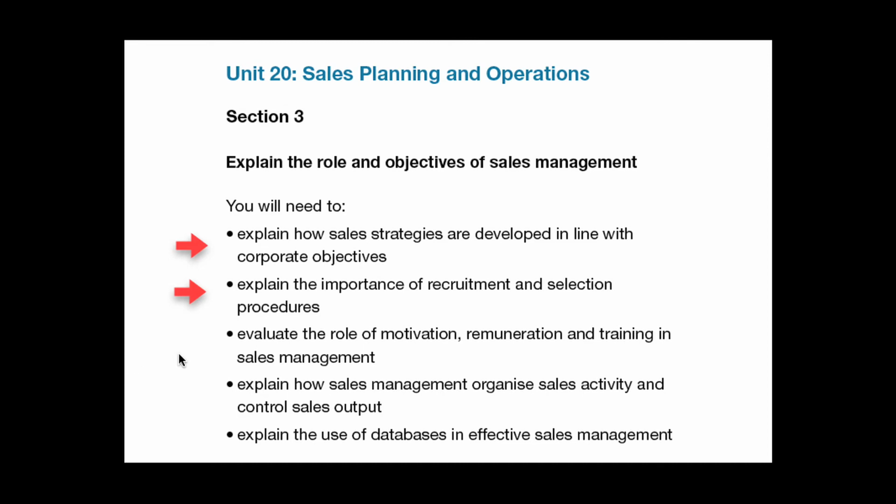Bullet point 3 is covering a lot of the issues here that are important in the retention of sales staff. And as well as an evaluation, I think it would be useful here to look at some of the alternative methods of motivation, remuneration and training of sales personnel. And finally, bullet point 5, here is your opportunity to talk about the use of customer relationship management systems and some of the database and other IT solutions that are used in sales management. Examine how they are used and also in what ways they can improve the effectiveness of sales management.